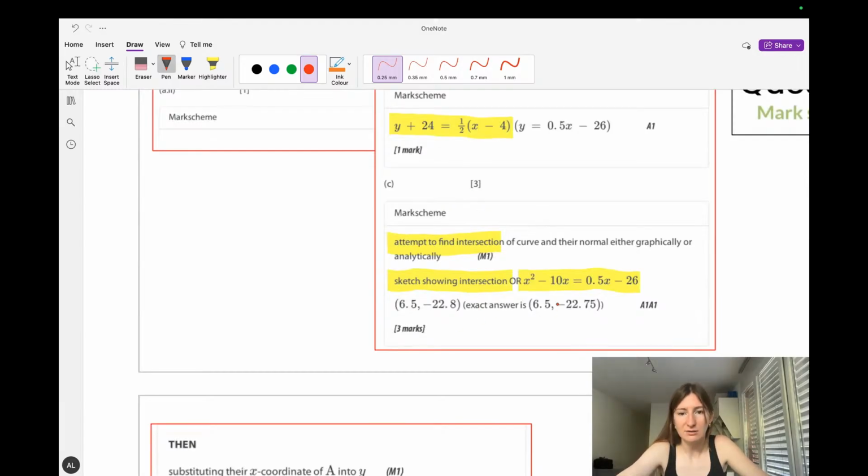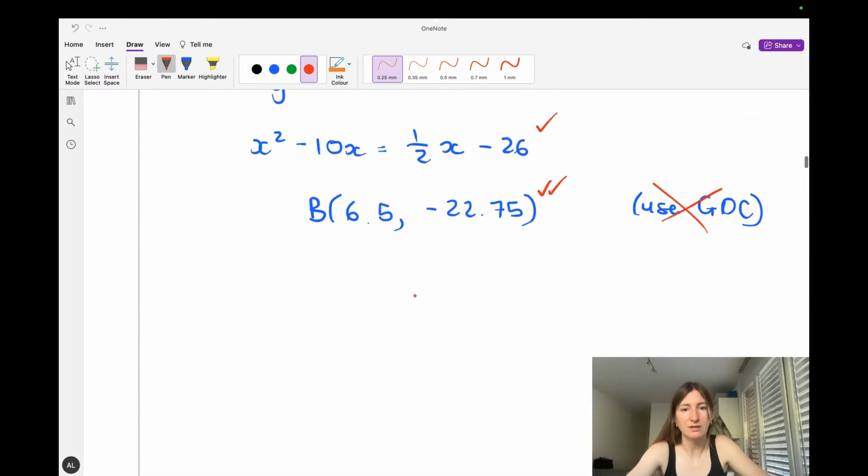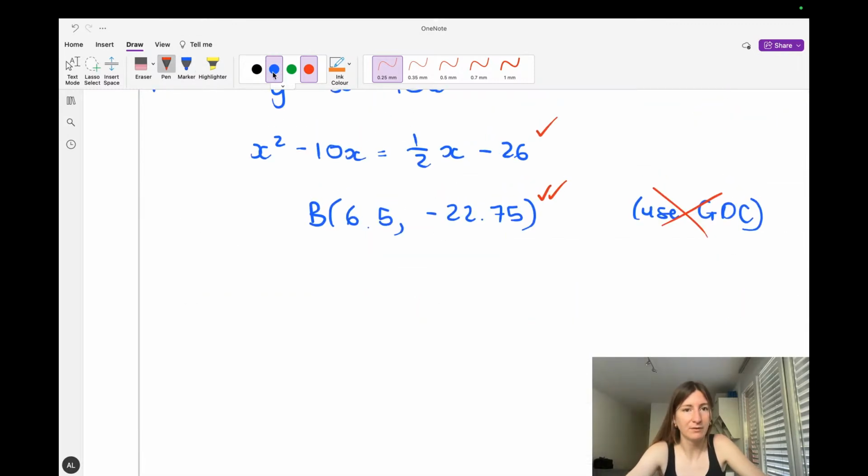And the exact answer is that. So yes, we should round to 3 significant figures. Always, you wouldn't lose a mark for not doing that in this case. This one was not rounded, so we don't need to have 3 significant figures. But this one is 4 currently, so to make it 3 significant figures, it would be 22.8.